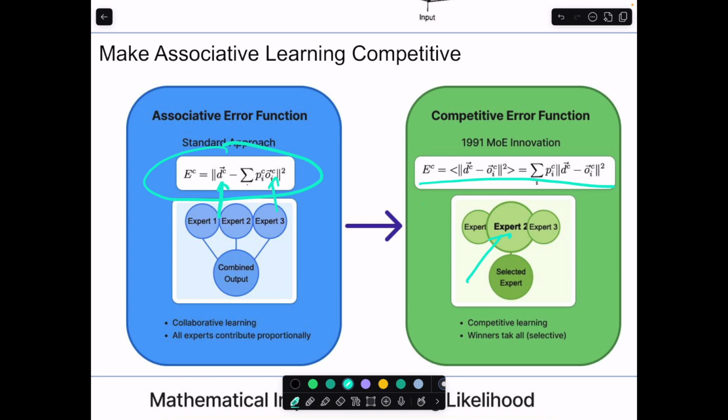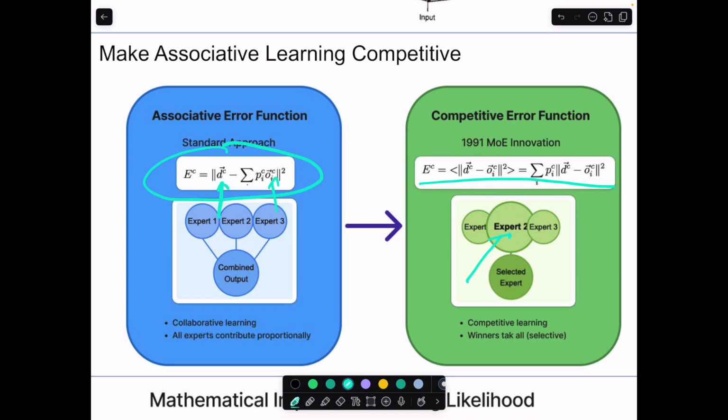So now the question is, why is this better? Because right now, each expert tries to mimic the entire desired output rather than a proportion of the output. And the gating network can be encouraged to route the task to the most competent experts.